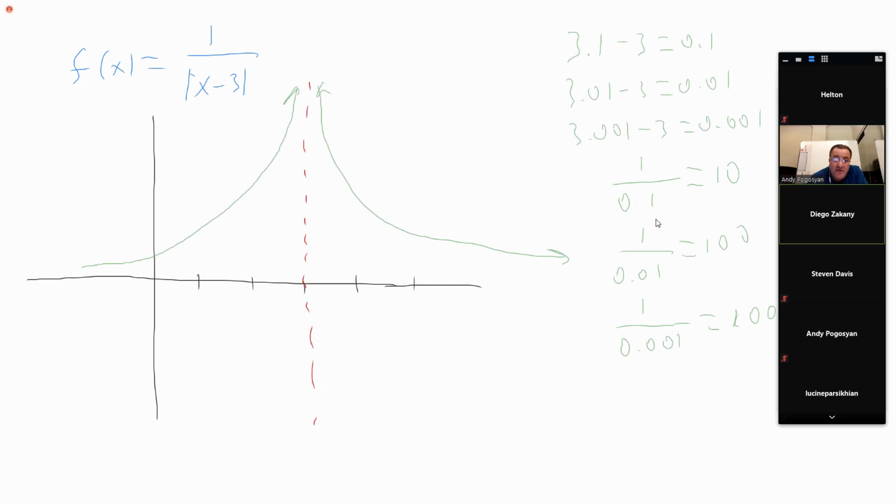From the left it will be negative 0.1, negative 0.01, but the absolute value becomes positive. So that's why you get infinity as x approaches 3 from either side.